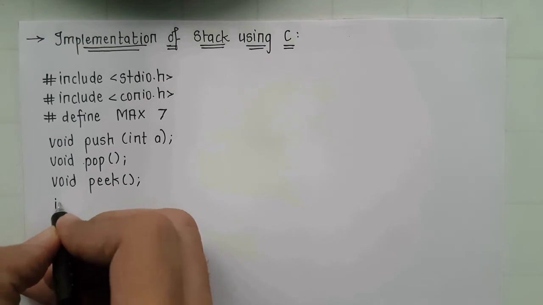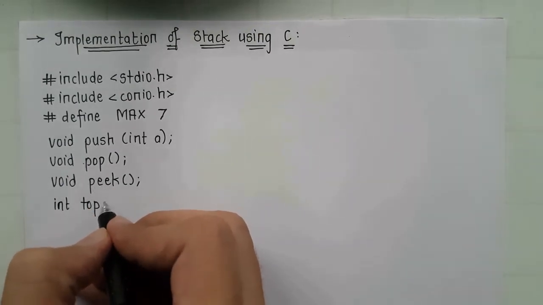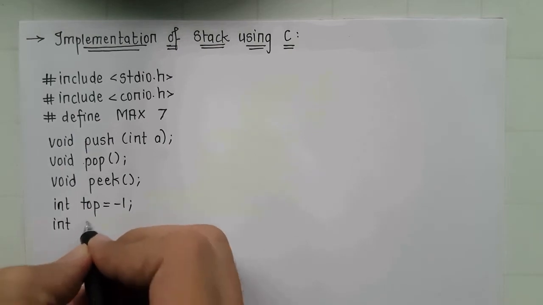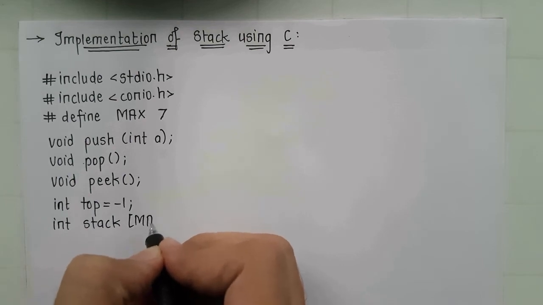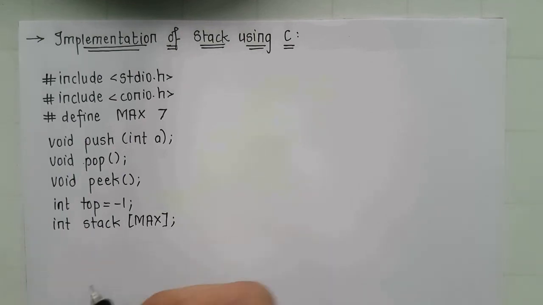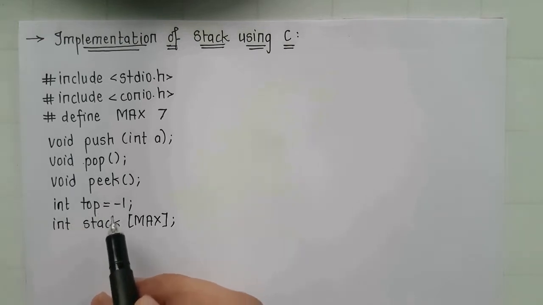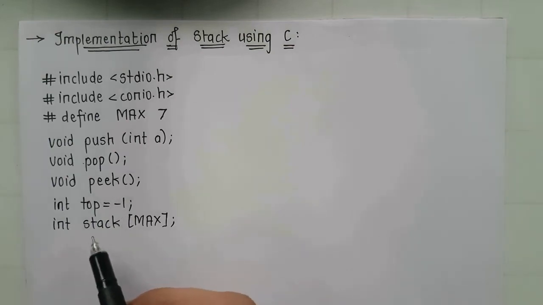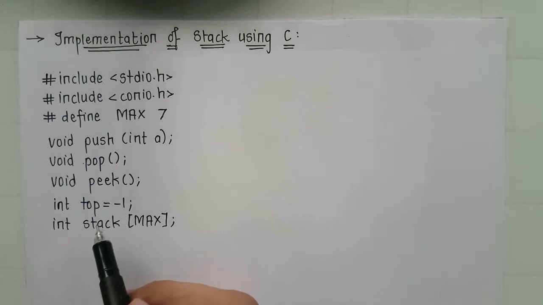That is, int top is equal to -1, and int stack[MAX]. So we declared int top is equal to -1. There is a reason behind why we use top is equal to -1. This resembles that our stack is empty.